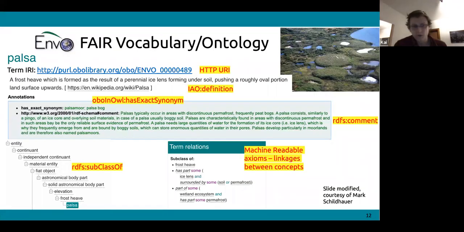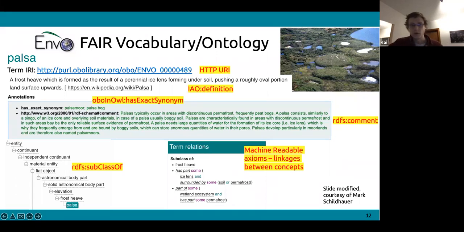So ENVO as a FAIR vocabulary, just to hit back on those points I was talking about earlier in the introduction, here's an example of ENVO as a FAIR vocabulary, which is one of the OBO ontology vocabularies. So, OBO ontologies as FAIR vocabularies. You can see a variety of things here. There's the term label, but the term IRI is a dereferenceable HTTPS IRI, which will always resolve, and it can always be found by people.